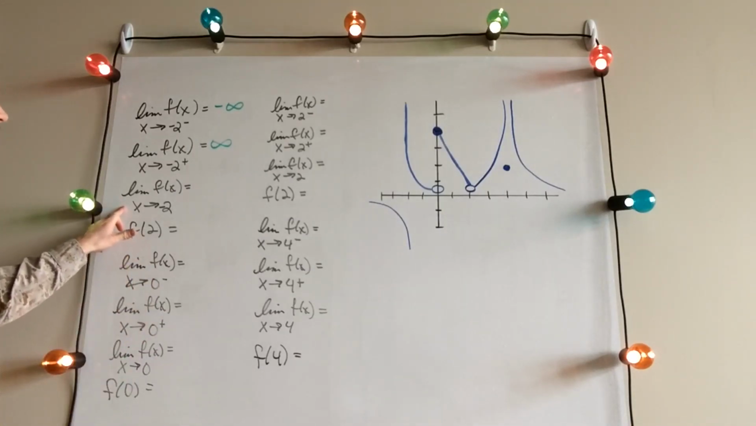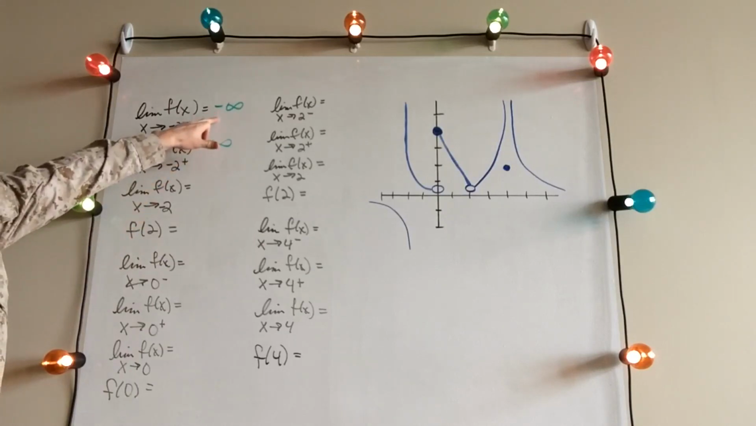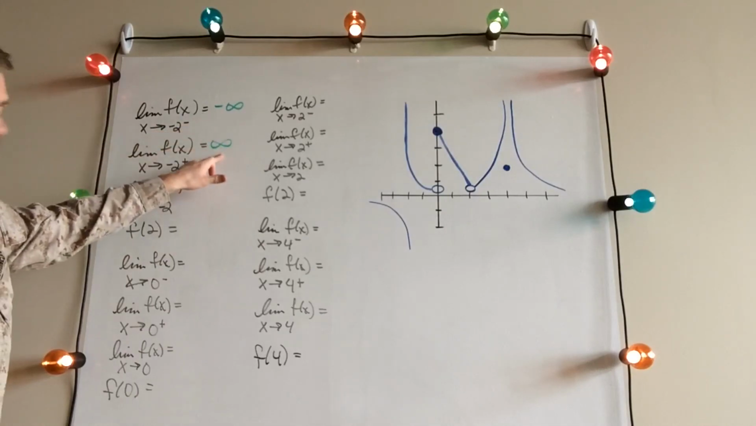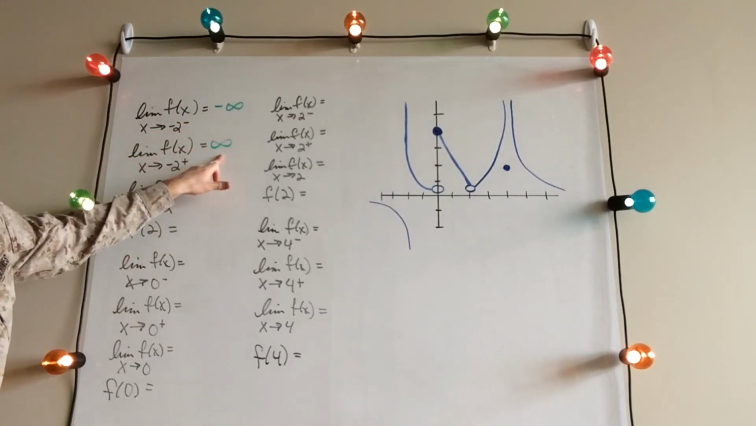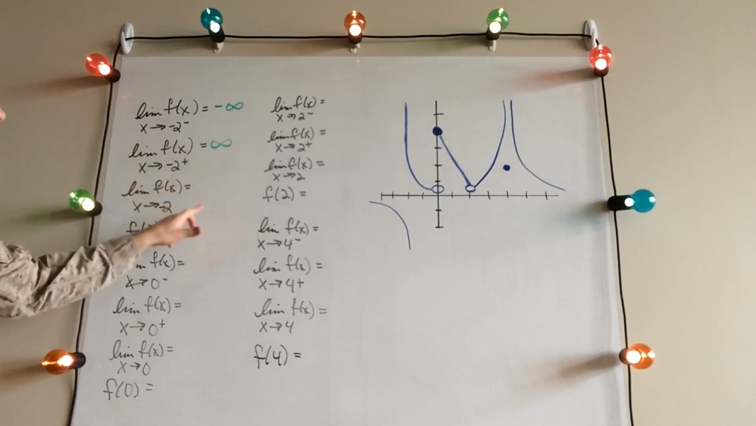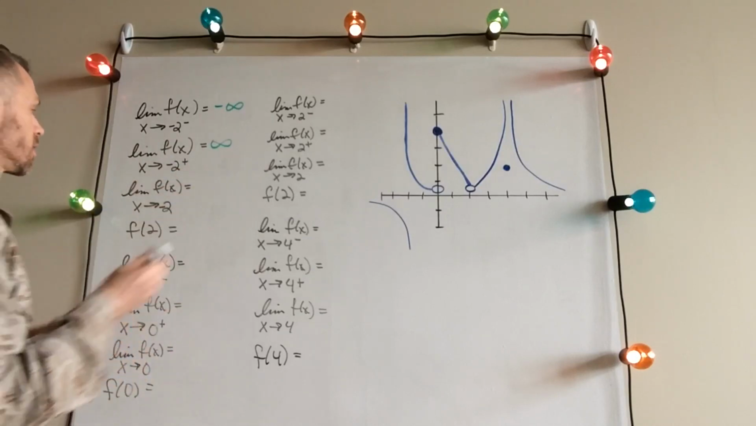All right, let's try to do this one just from looking at the limits instead of looking at the graph. We want to look at the limit of f of x as x goes to negative 2. That meant that the limit from the left had to equal the limit from the right. The left limit was negative infinity. The right limit was positive infinity. Those are not equal to each other. So that means that this limit will not exist.